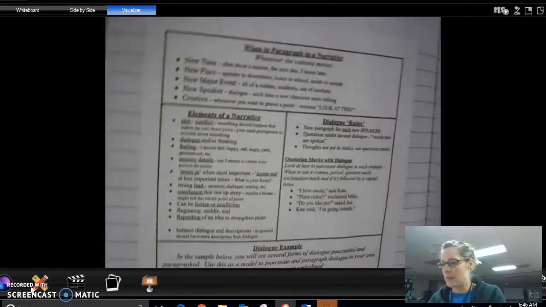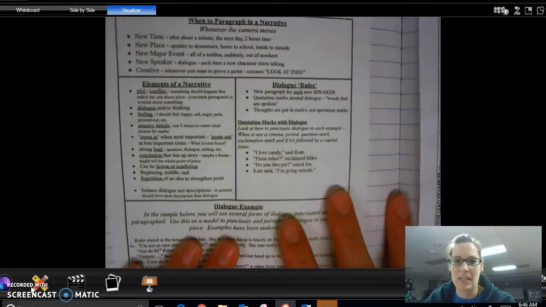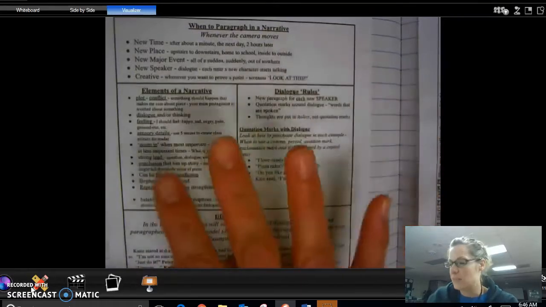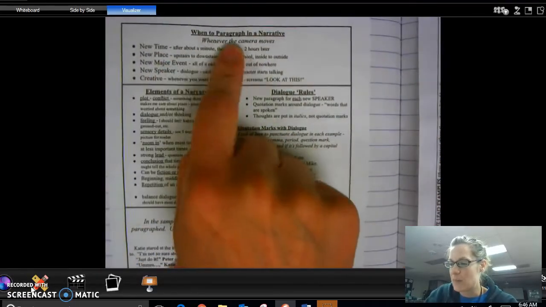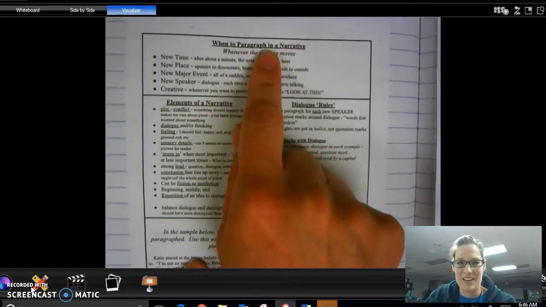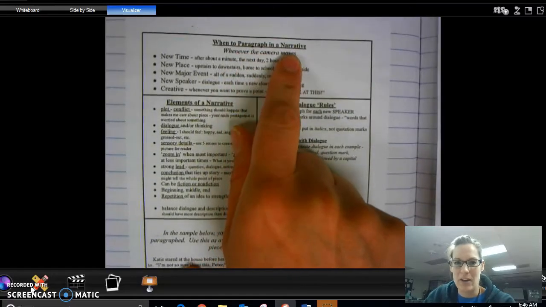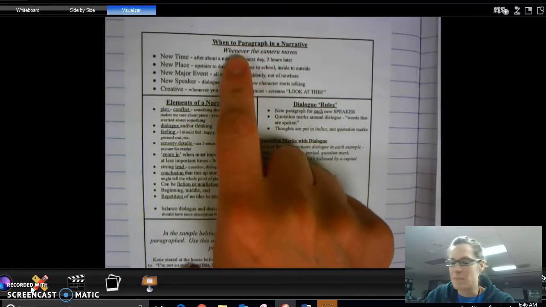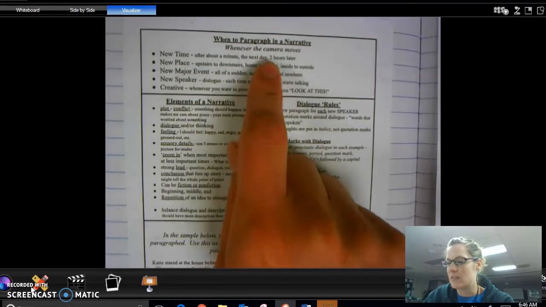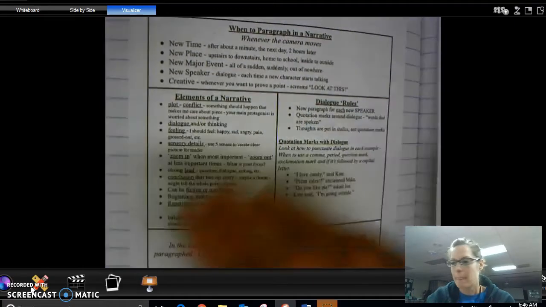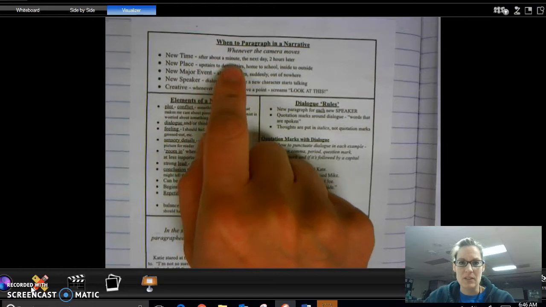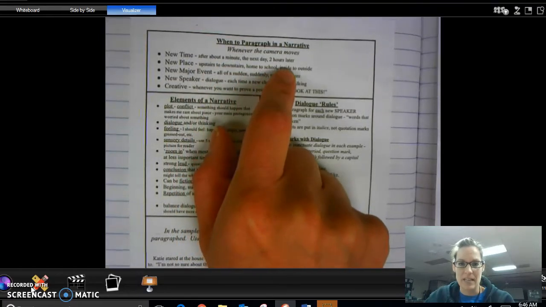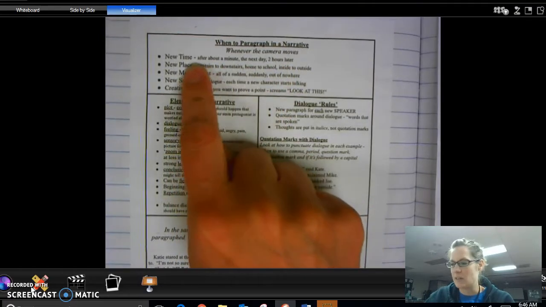If you turn to page 92, we're going to spend a minute here. These are elements of narratives in general. At the top, I want you to pay special attention to this right here: when to paragraph in a narrative, okay? You take that idea of whenever the camera would move in a movie, okay? You have a new time, so you can see the different time elements there. Those are different examples that I've seen in several texts.